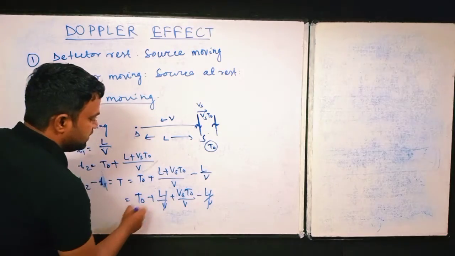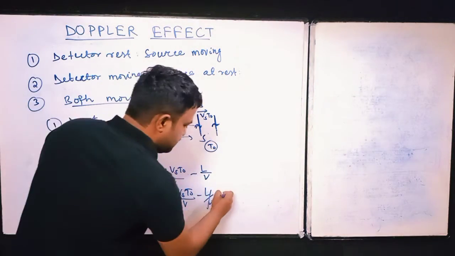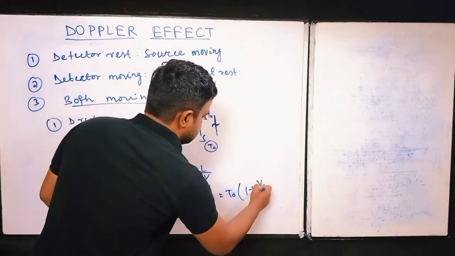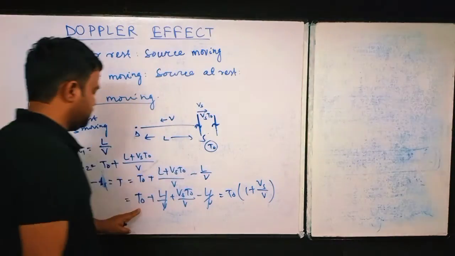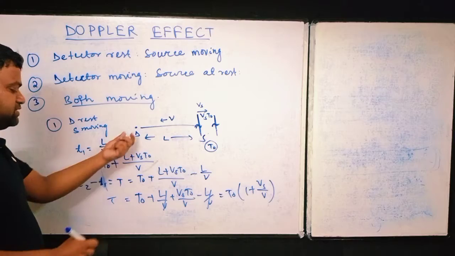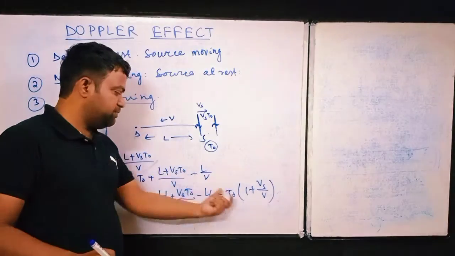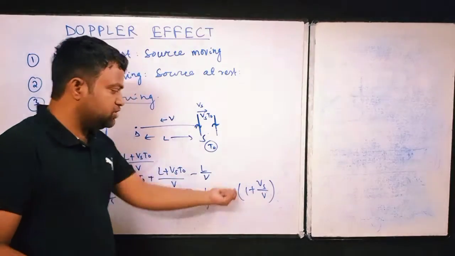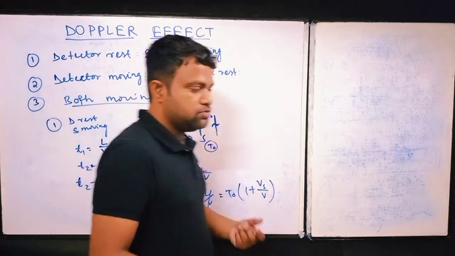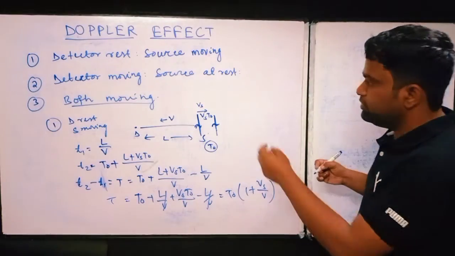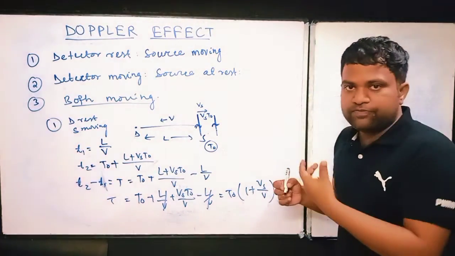L by V cancels out, and t0 you can take common: t0 times 1 plus Vs by V. This is the modified time period, the time period for the detector. Because we are interested in finding the modified frequency when the source is moving away from the detector, let's write it in terms of frequency.